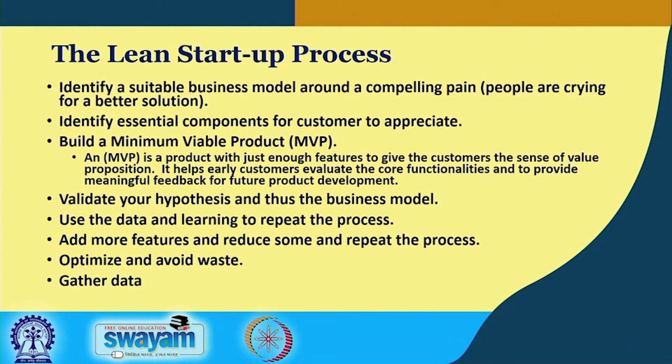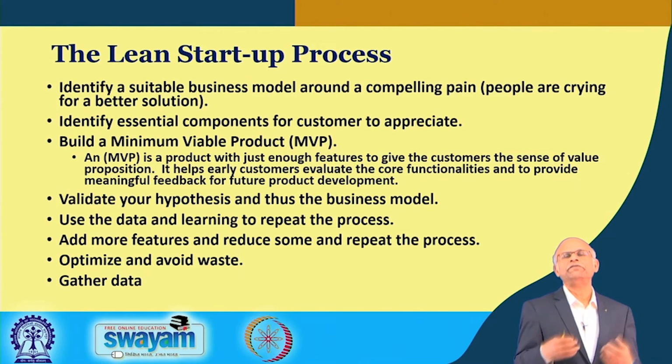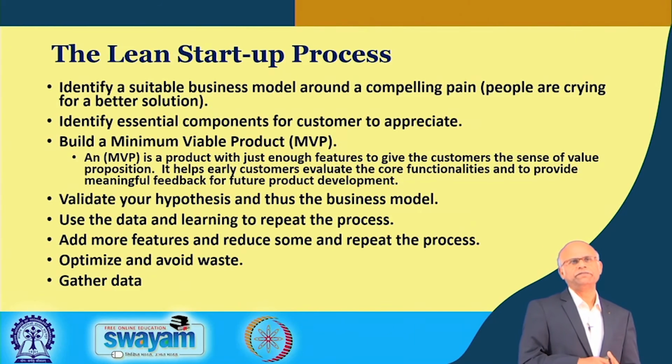Lean startup process: identify a suitable business model around a compelling pain. People are crying for a better solution. Then identify the essential component for customers to appreciate, meaning the core component. With the core component, you prepare a minimum viable product. What is a minimum viable product? That is a product with just enough features to give the customer a sense of the value proposition, meaning what value you are offering to the customer. It helps early customers to evaluate the core functionalities and to provide meaningful feedback for future product development.